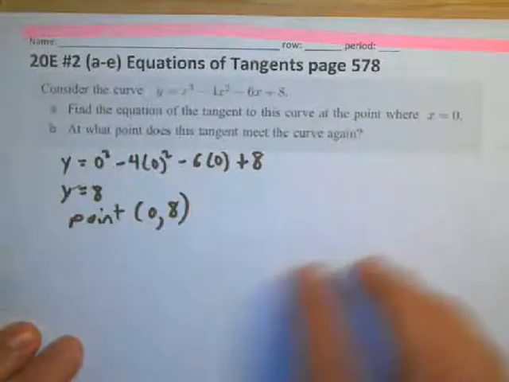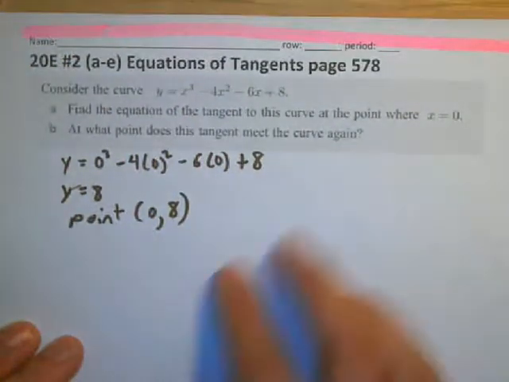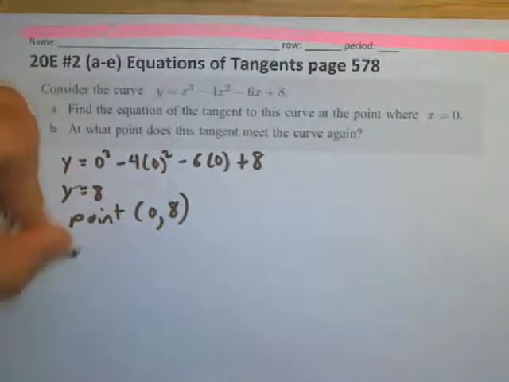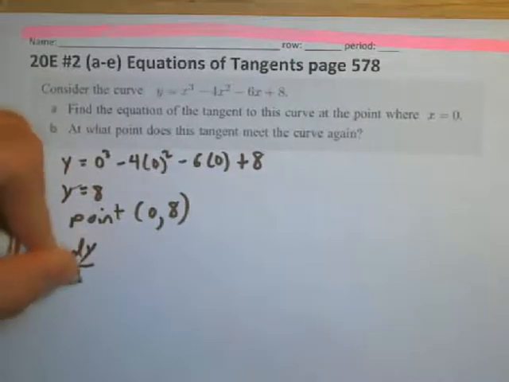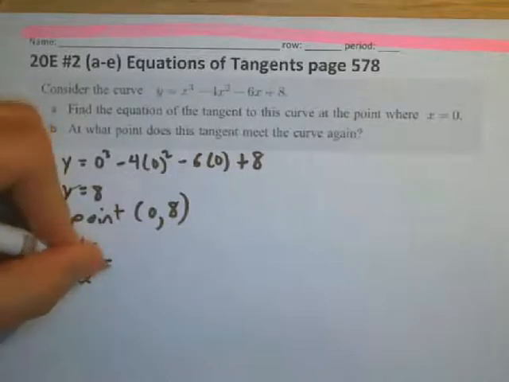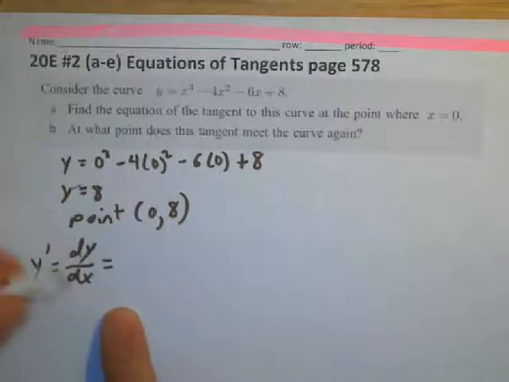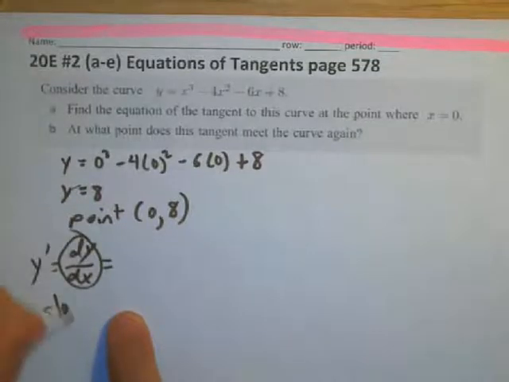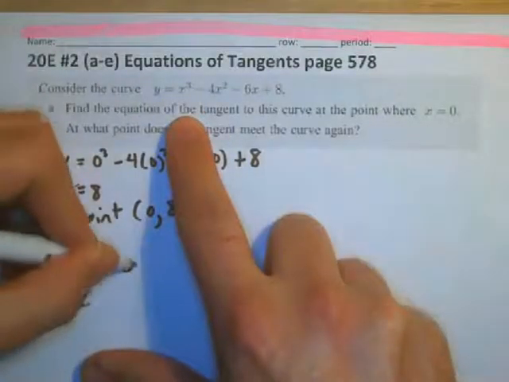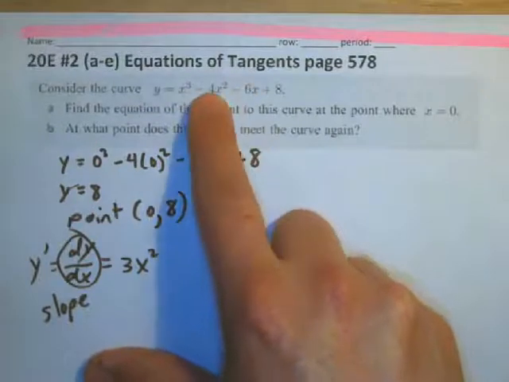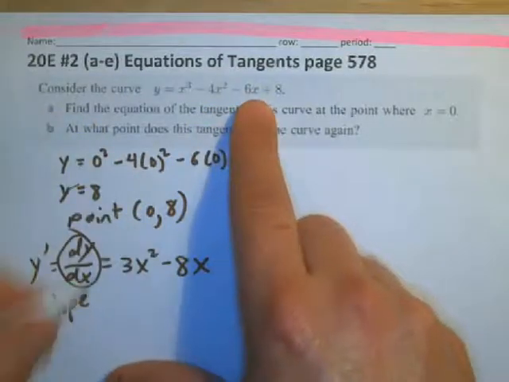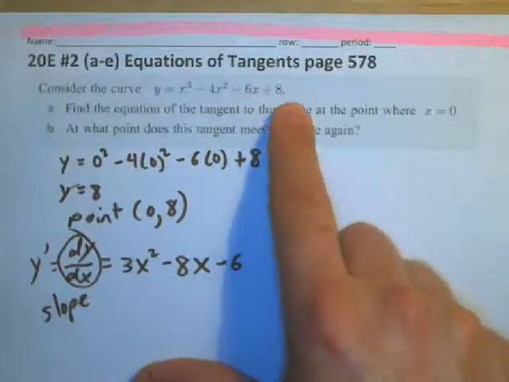Now we want to find the equation for the tangent. So what we've got to do is figure out the derivative, dy/dx, or we could write it as y prime. The derivative gives us the slope. This is equal to the slope. So what's the derivative? The power comes to the front and decreases by 1. Here the power comes to the front. We're going to multiply the 2 times 4, which gives me 8x, and then this gives me negative 6, and then the 8 just goes away.